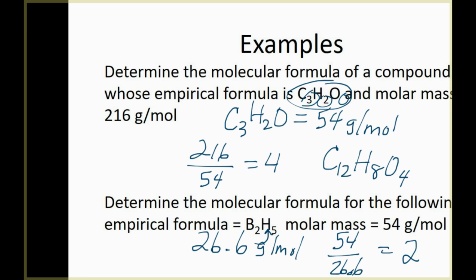And so 2 means 2 times everything. So 2 times 2 is 4. 2 times 5 is 10. That's how I found my molecular formula from my empirical, excuse me.